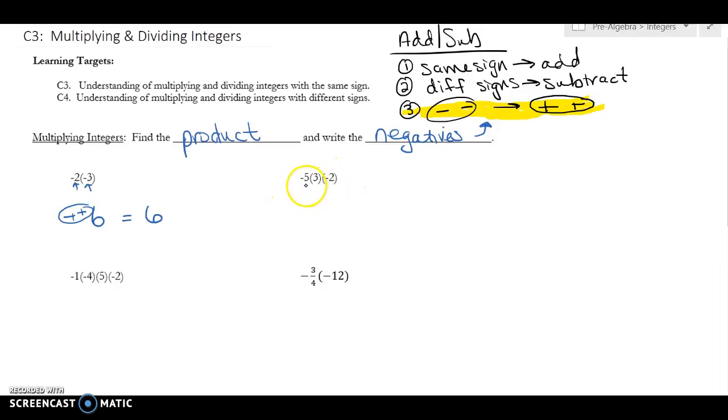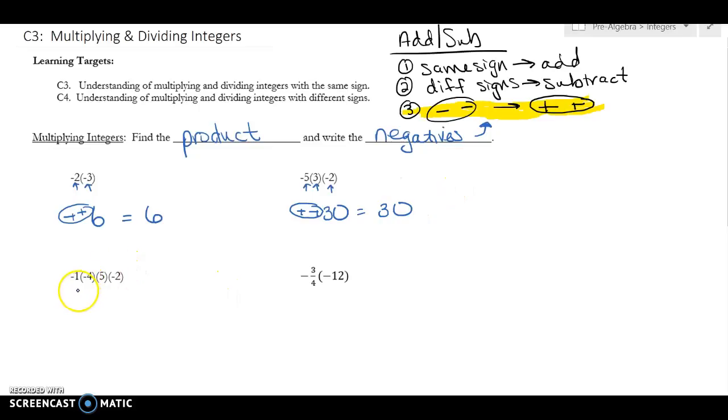For this next one, I multiply my numbers. 5 times 3 is 15. Times 2 is 30. I see 1, 2 negatives, so I write them. But now I can circle those, so it becomes positive 30.